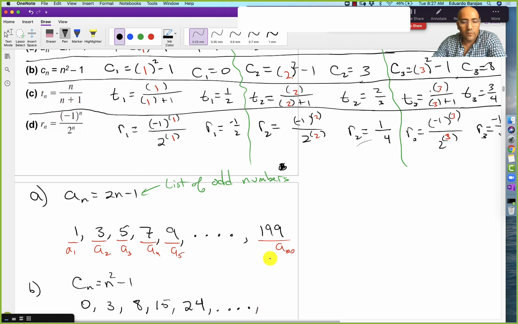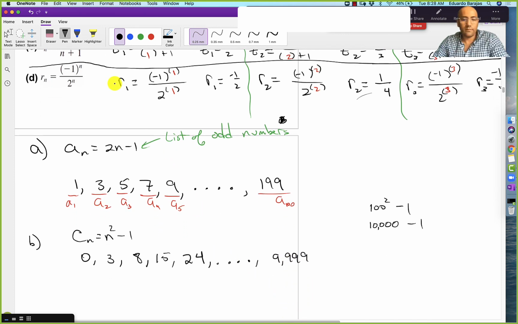So the 100th term is going to be equal to 100 squared minus 1. So that's 100 times 100, which is 1 with 4 zeros, minus 1. 1 with 4 zeros is 10,000. So 9,999 is the 100th term. Right? And again, you could label them if you want: a sub 1, a sub 2, a sub 3, a sub 4, a sub 5, dot, dot, dot, over to a sub 100.